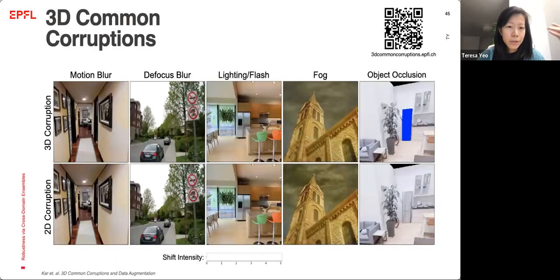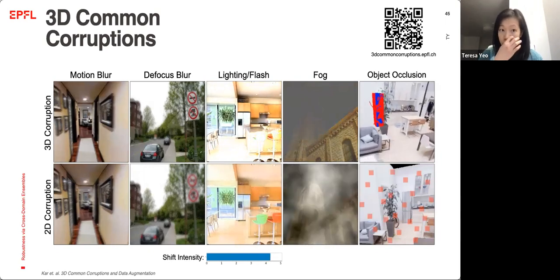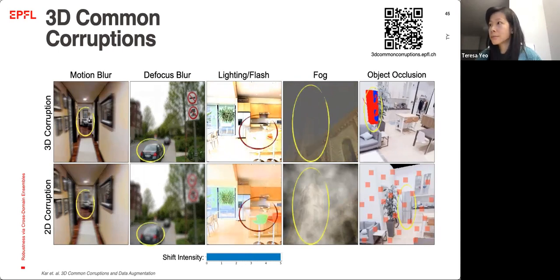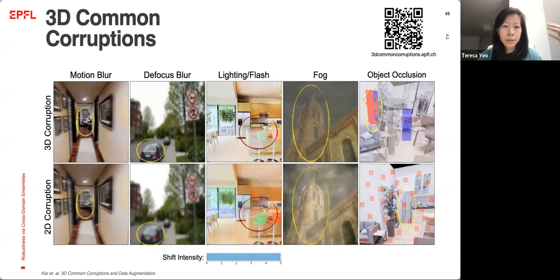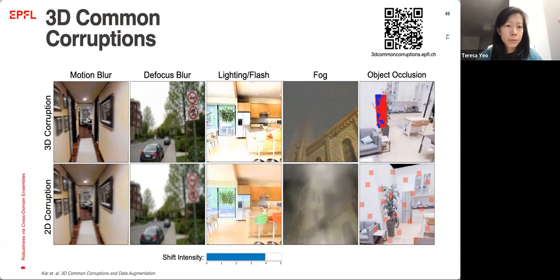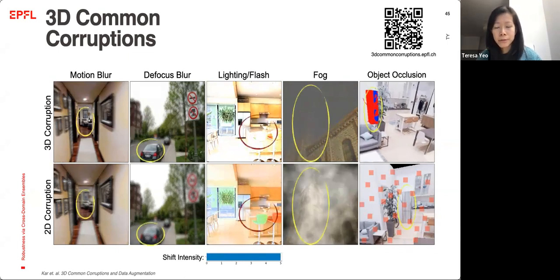The first one is 3D common corruptions, which Osan presented last week. To compute these 3D corruptions, we use transformations that incorporate scene geometry. As a result, we have corruptions that are more realistic and more likely to occur in the real world. For example, motion blur shown in the first column has a motion parallax effect, where objects further from the scene are sharper, compared to the common corruption benchmark shown in the second row, where blur is applied uniformly.